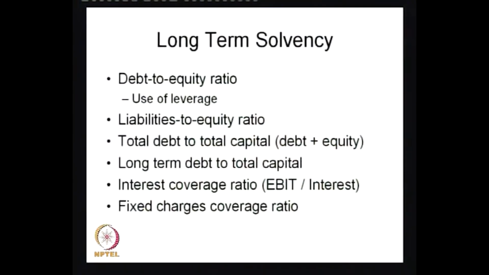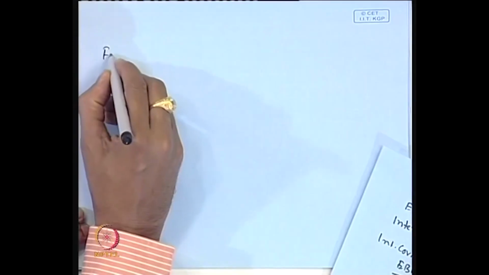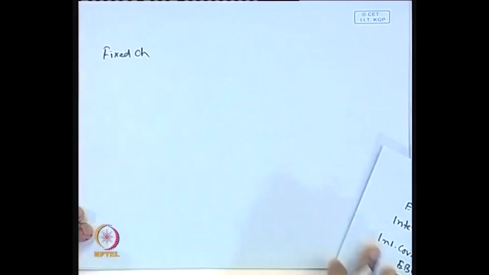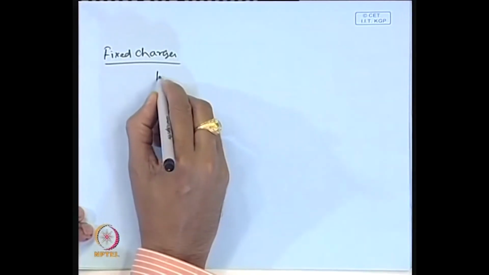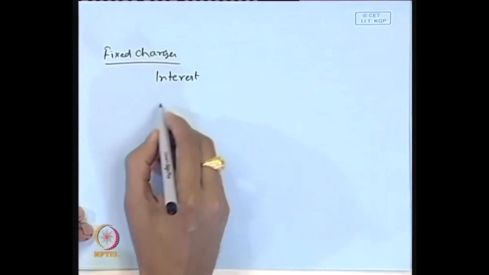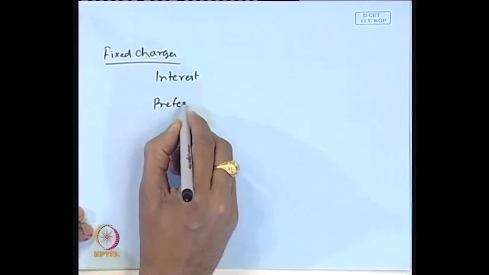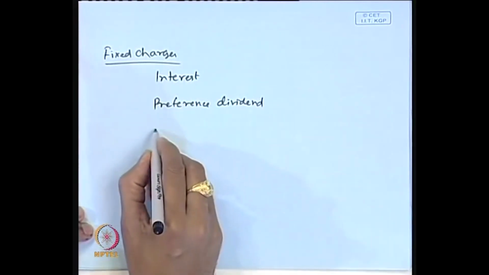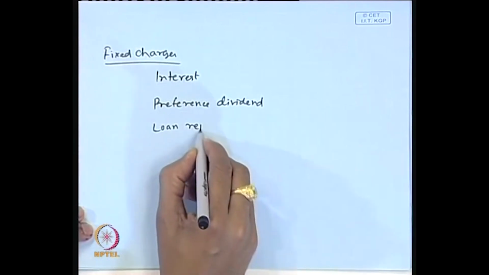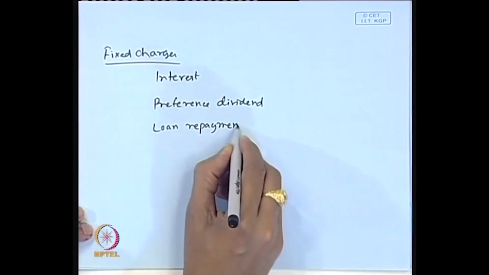Then the next one is called the fixed charges coverage ratio. In this we talk about earnings before interest and tax plus any other thing which is fixed for the company to be taken care of. For instance, the fixed charges for the company could be interest, which has to be taken care of; then the company may have a preference dividend that also has to be paid; then any loan repayment portion also has to be taken care of.